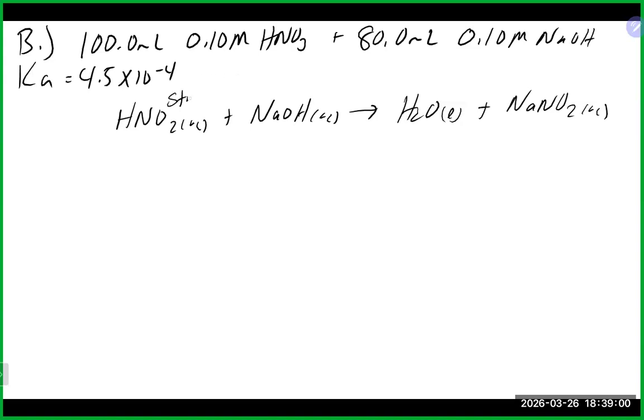So we are starting with this one and we're adding this one. In terms of our initial moles of HNO2, actually, not 3, 2. We're going to go 0.1 liters for the volume times 0.1, which gives us 0.01 moles. For our sodium hydroxide, we have to convert to liters, so 0.08 liters times 0.1 gives us 0.008 moles here, and 0 going on here.